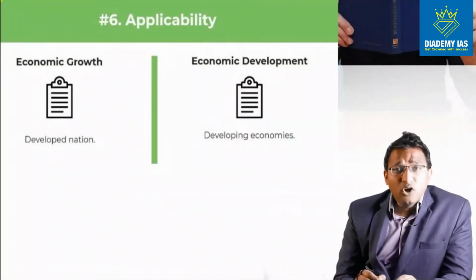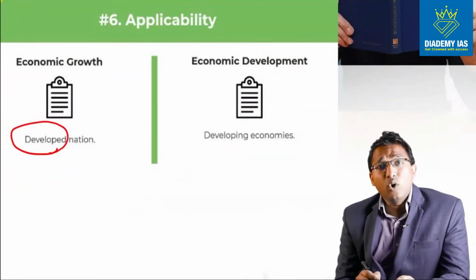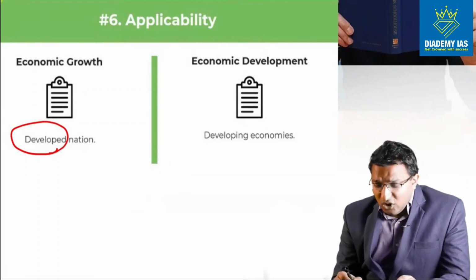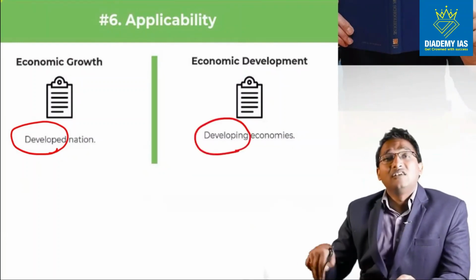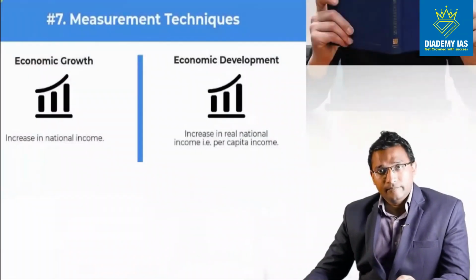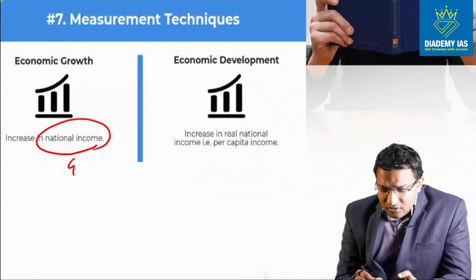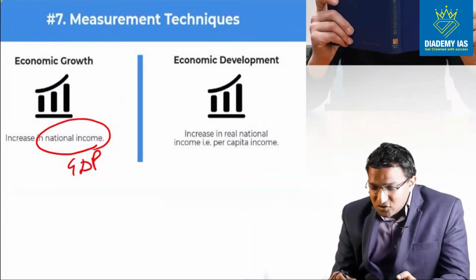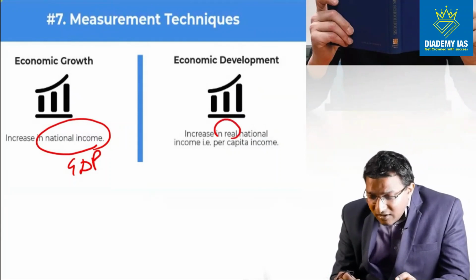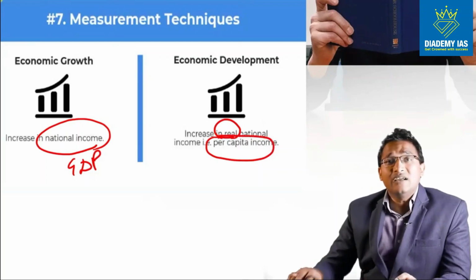Applicability. Economic growth is more a phenomenon of the developed nations. They have already developed themselves, so now they just need to maintain the momentum. But economic development is more relevant for developing countries like India. We need to talk more about it because we have yet to bring it out. How do we measure? The best measure for economic growth is national income or GDP, and the best measure of economic development is real, that is inflation-adjusted, per capita income, that is income at the individual level.